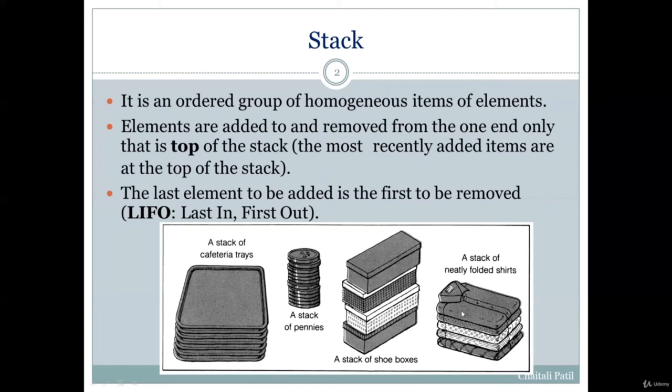If we want to take a shirt, then from the top only we can take it. So if we want the second last inserted shirt, then we have to take out the first shirt first and then we can take the second shirt. So the insertion and the deletion in a stack is possible only through one end, and that is the top of the stack. The last element to be added is the first removed from the list. That's why the stack is called a last in, first out data structure, LIFO, or a first in, last out data structure, FILO.